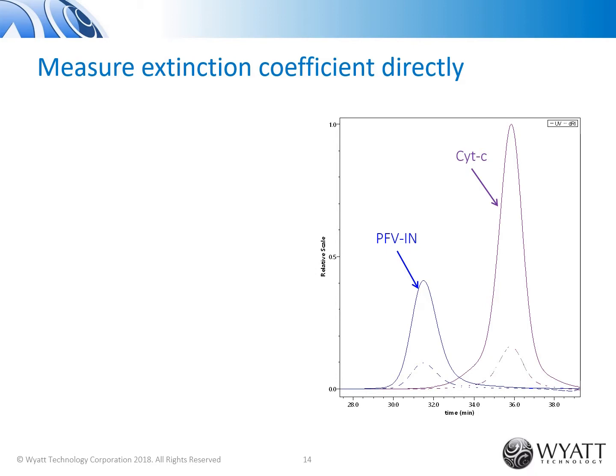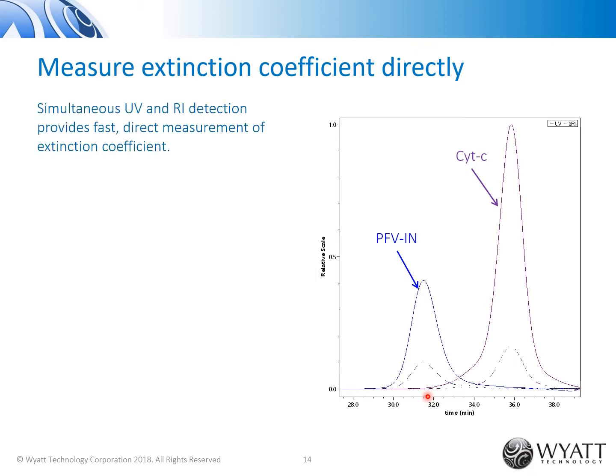The first step in doing this analysis is to confirm the properties of the individual components. So here we have a chromatogram for the PFV integrase, along with a cytochrome C control. The UV trace is the solid line, and the RI trace is the dashed line. And again, I've left the light scattering off just for clarity.